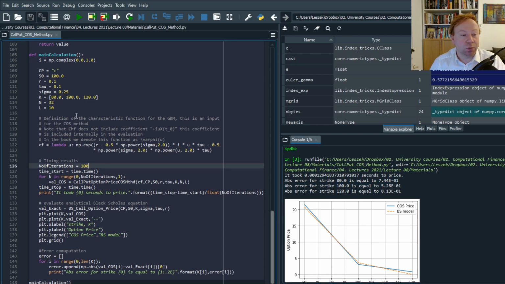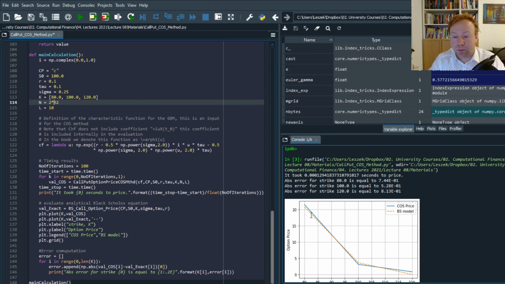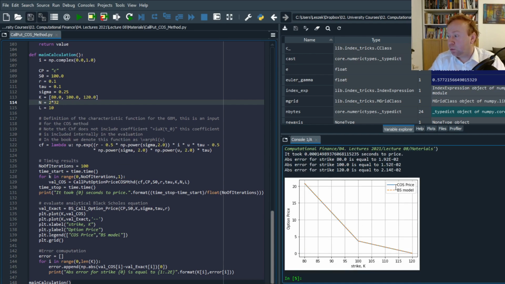Now what we can also do is change the number of expansion terms. Here it's 32. If we do two times that, 64, the error goes from 10 to minus 1 to 2. Let's make it 4 times 32. You see we are already at 10 to minus 7. And here we can nicely see the comparison between the COS method and Black-Scholes.